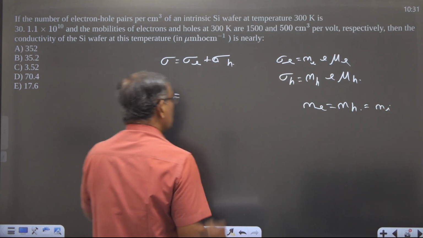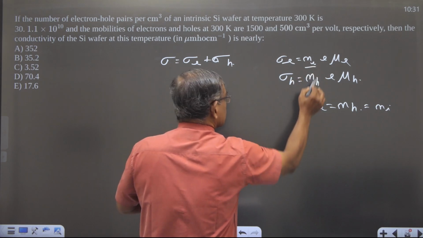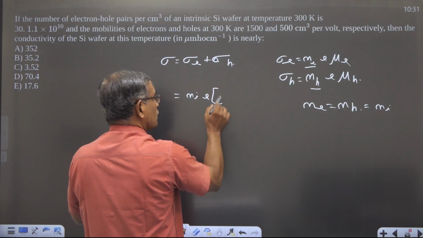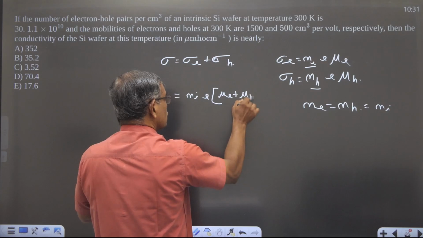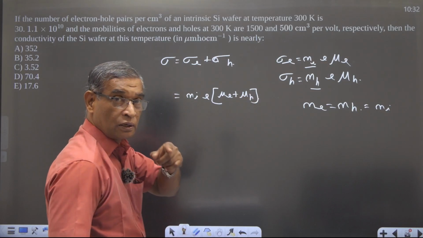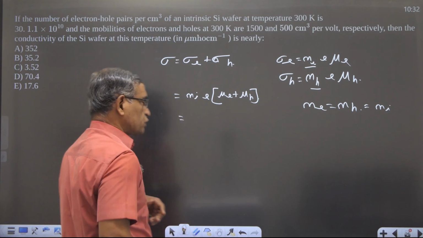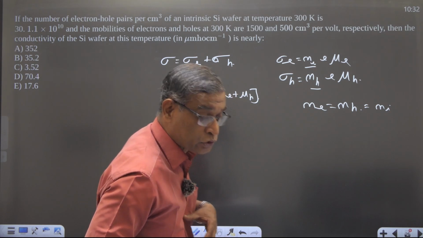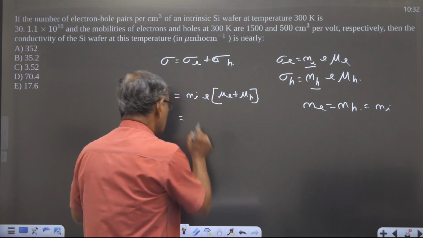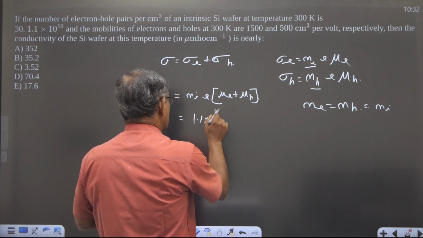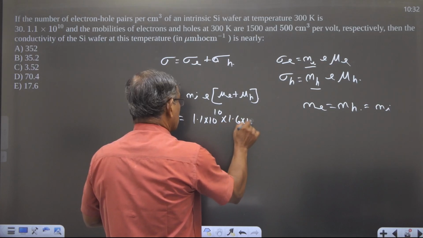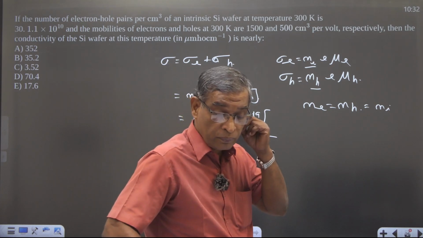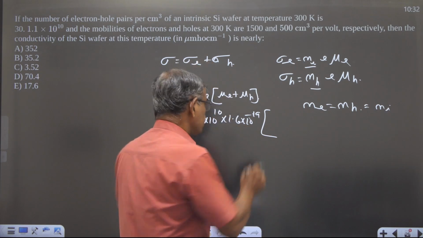This is n_i, this is also n_i. So sigma = n_i e (mu_e + mu_h), where mu is the mobility. Sigma is equal to n_i, which is given as 1.1 into 10 raised to 10, times 1.6 into 10 raised to minus 19, times mu_e and mu_h, both given to you: 1500 and 500.